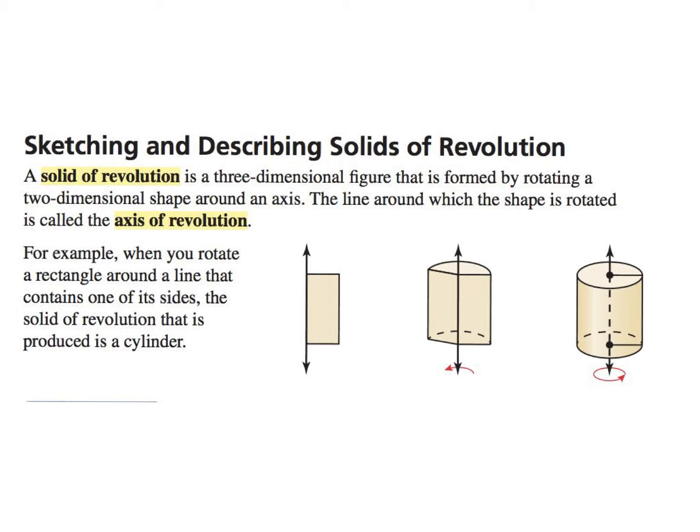All right, guys, so this is section 1.4, and it's going to be all about solids of revolution. So just to start off, a solid of revolution is a 3D figure that's formed by rotating a 2D shape around an axis.